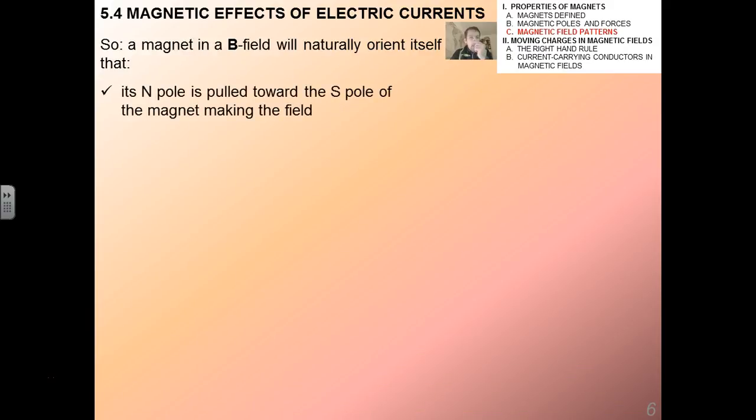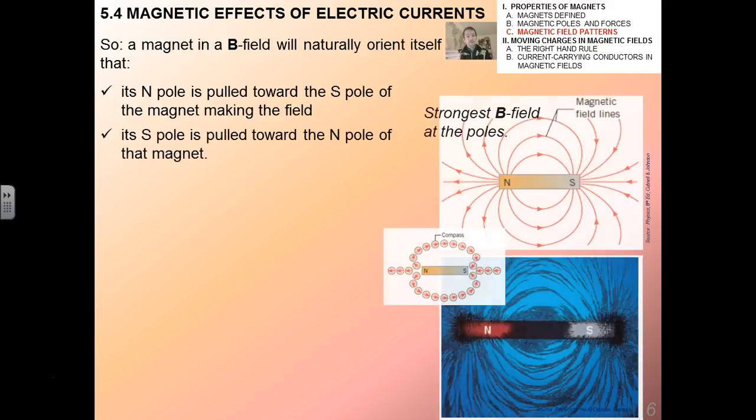So a magnet in a magnetic field will naturally orient itself such that the north pole is pulled towards the south pole, because unlike poles attract, and the south pole will be pulled towards the north pole. Now, here's your first exposure to magnetic field lines. This is the magnetic field around a common bar magnet with a north and south pole, a dipole. You can see that you have the field lines going out of the north pole into the south pole, and they curl around in space.